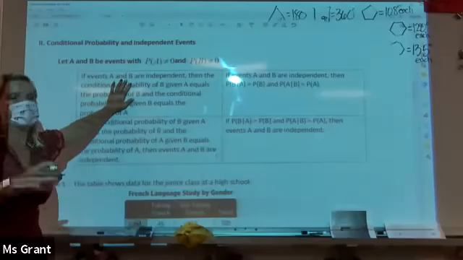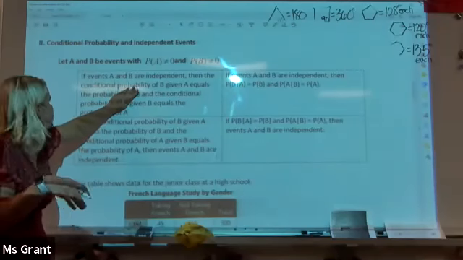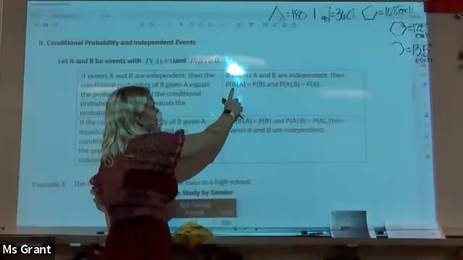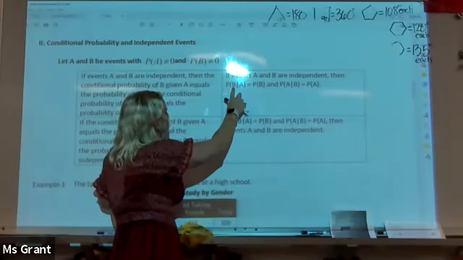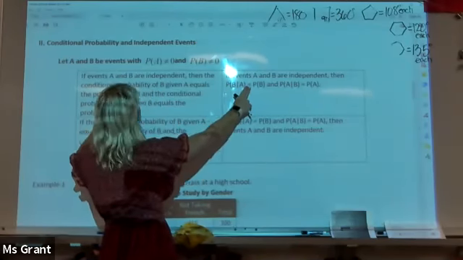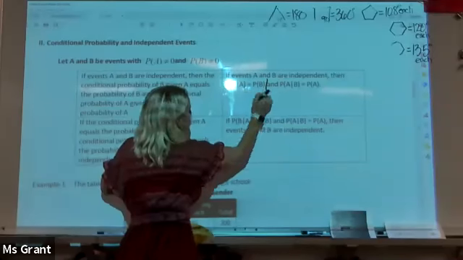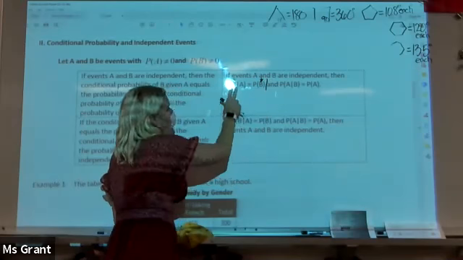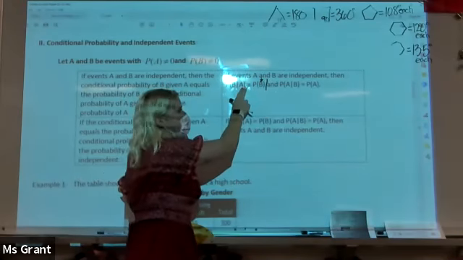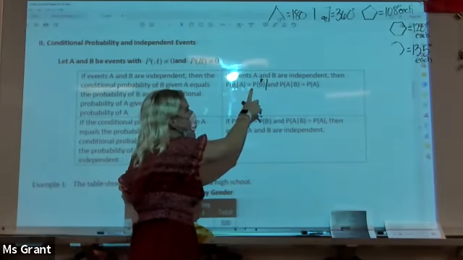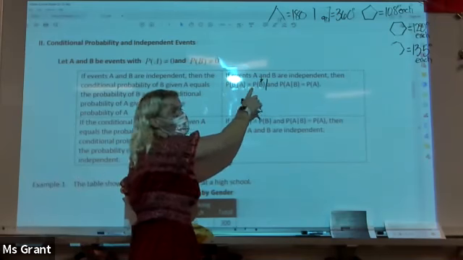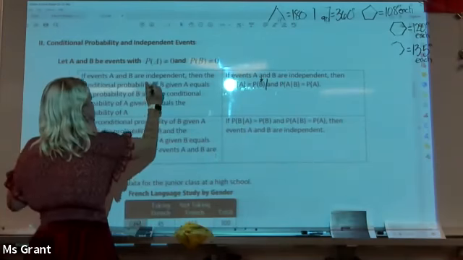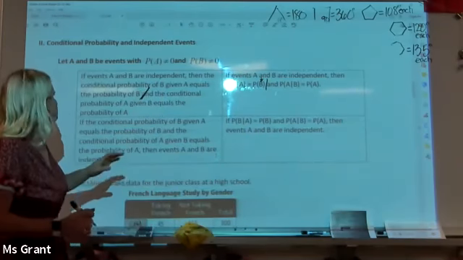If events A and B are independent, separate of each other, then the conditional probability of B given A equals the probability of B. Notice how the first letter, the probability of B given A happens, is going to be equal to the probability of B. That's if they're independent. So that's 2 sentences starting there.